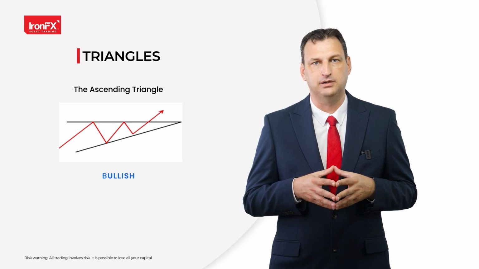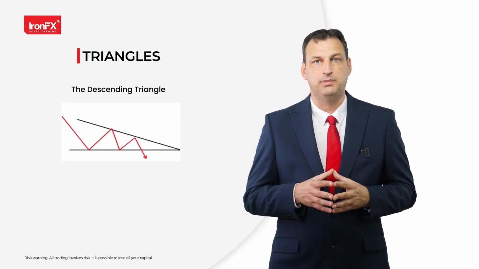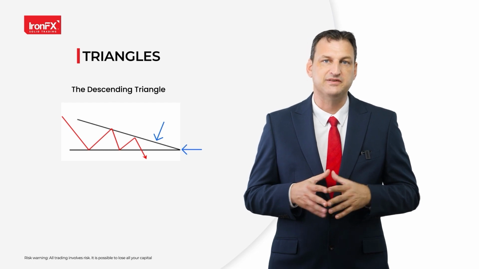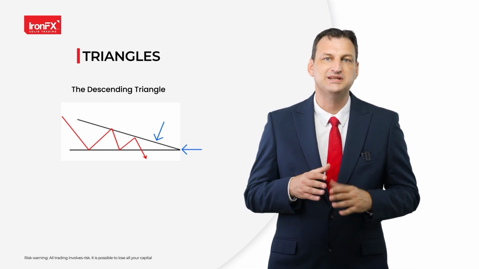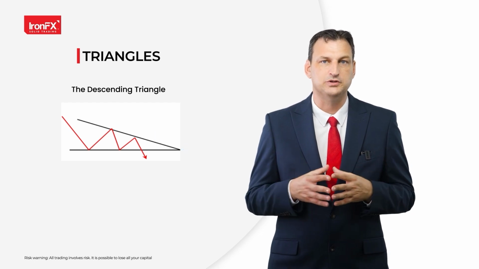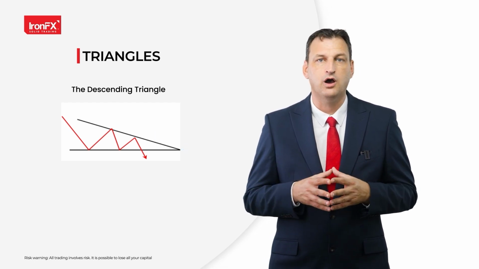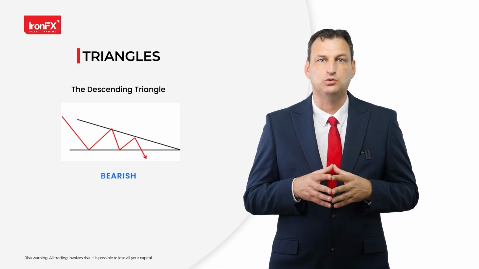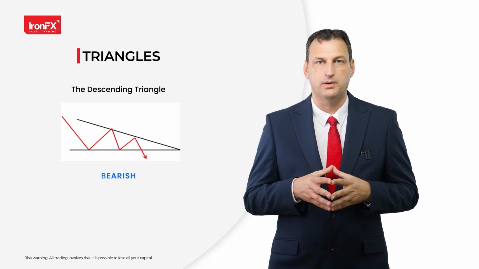The descending triangle implies the opposite. It is formed by a downward trend line and a specific support level squeezing the price action. In this case, the downward trend line is expected to be stronger than the support level, holding the price afloat, and ultimately is expected to drive the price action lower.